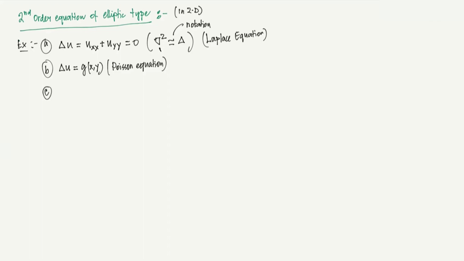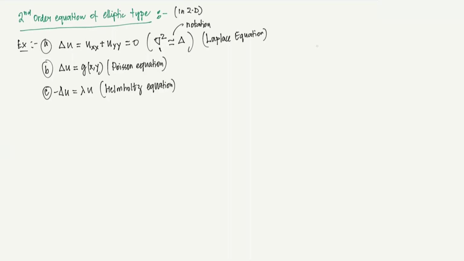Now there is another very important equation, called the Helmholtz equation, and the equation is minus Laplacian of u equals lambda u. This is again a very fundamental equation, and I will tell you why. The name of this equation is the Helmholtz equation, but we actually call it the eigenvalue problem.